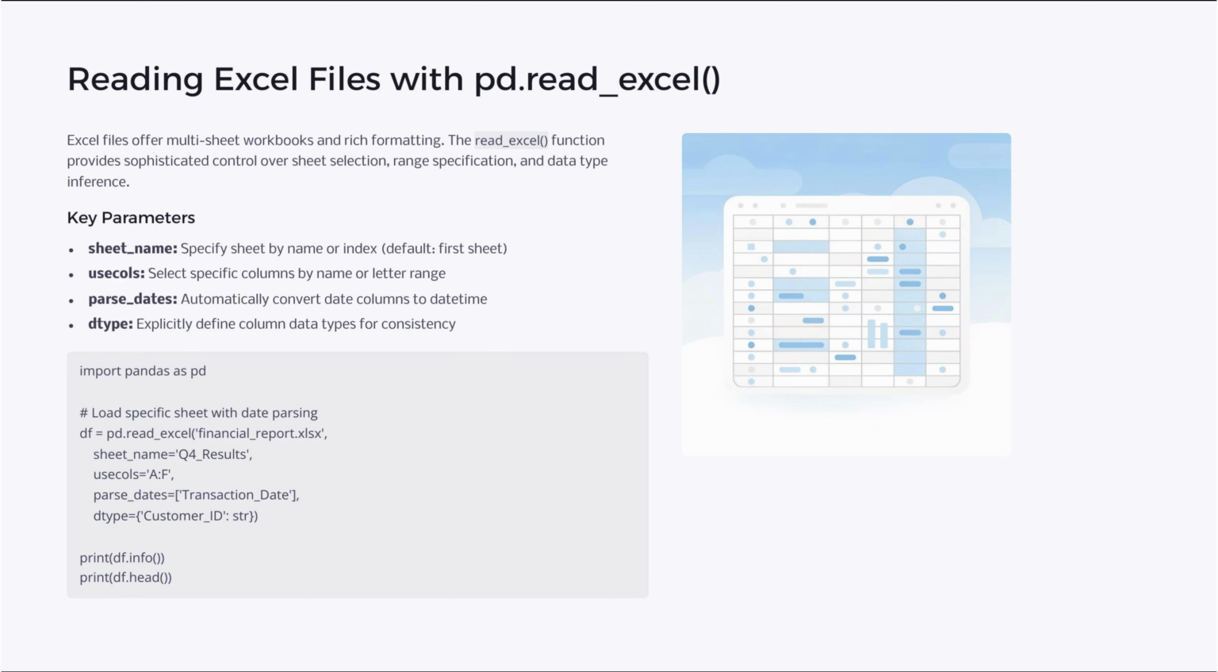Excel files, with their multi-sheet capabilities, are efficiently handled using pd.read_excel. Specify the sheet with sheet_name, select columns using usecols, and convert dates with parse_dates. Ensure data consistency by defining column types with dtype. This approach allows precise control over data import, enhancing data integrity and analysis readiness.